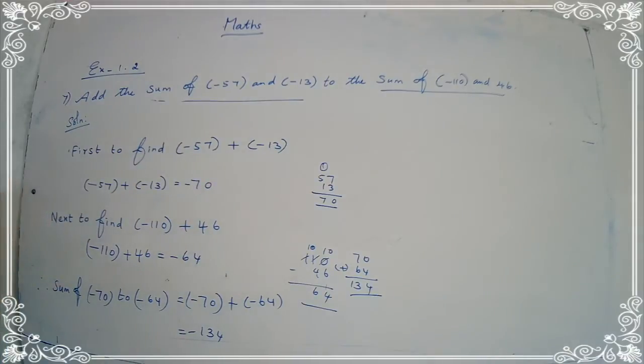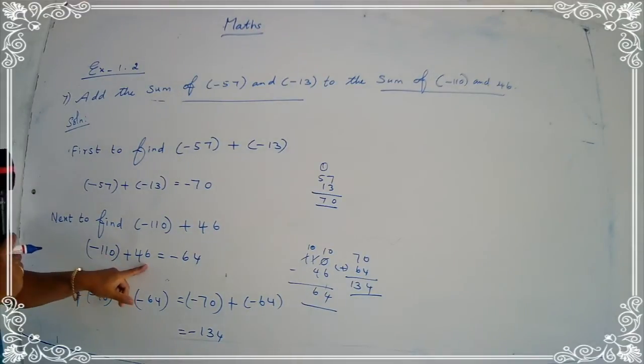So what is the answer? Minus 57 plus minus 13 is equal to, here the integers having the same sign, so we add their absolute values and put the same sign. That's why 57 plus 13 is equal to 70, and here the sign is minus. So your answer is minus 70. Okay, children? Yes. Now next to find minus 110 plus 46. So minus 110 plus 46 is equal to, here the integers having opposite signs, so we find the difference and put the greater value's sign.